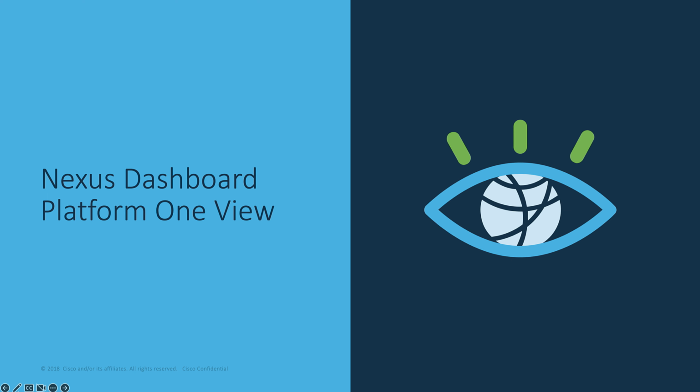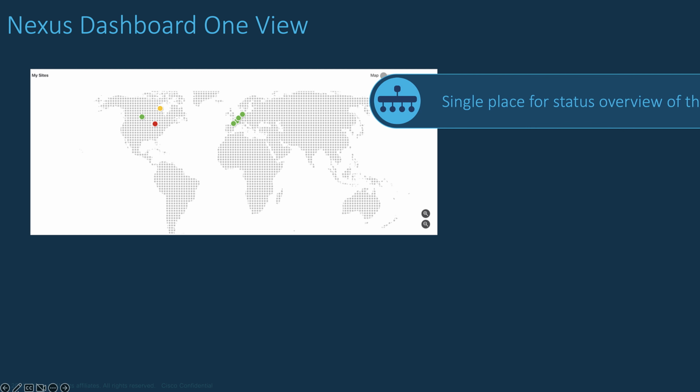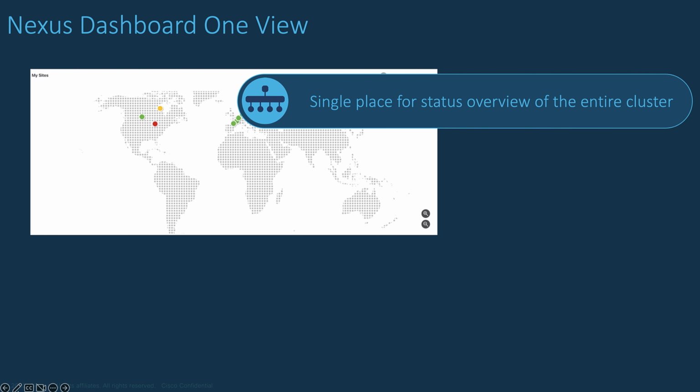Now let's have a quick view of the Nexus Dashboard platform called One View, before we go into the NDFC user interface. The first page you will see when you log into the Nexus Dashboard cluster is the One View. This page provides information about the current Nexus Dashboard cluster status, the sites, and the services. Here you have a single place for status overview of the entire cluster for the dashboard users.